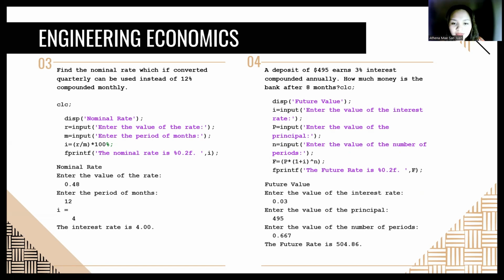Last one, a deposit of $495 earns 3% interest compounded annually. How much money is the bank after 8 months? So we need to find the future value. We need the value of interest rate, the value of the principal, the value of the number of periods. And using this formula, we will have an answer of future rate is equals to 504.86.